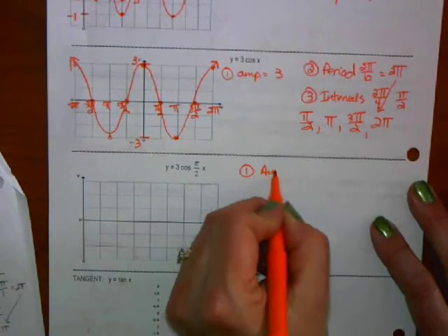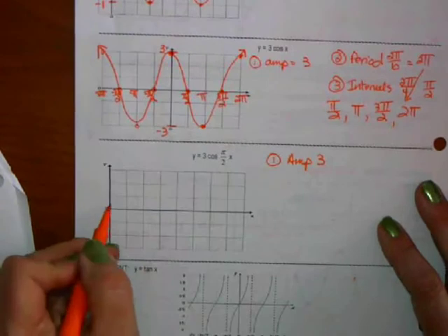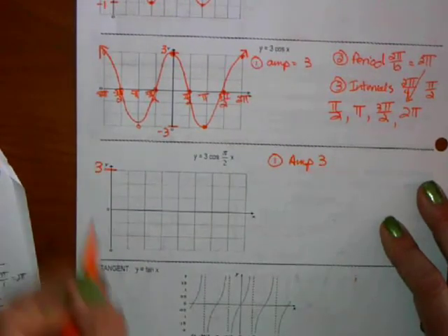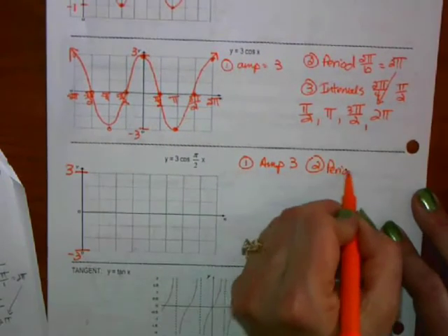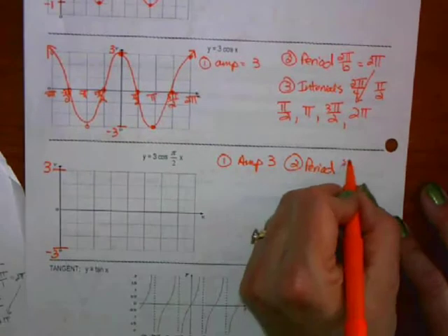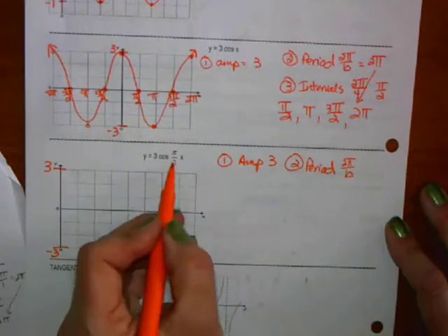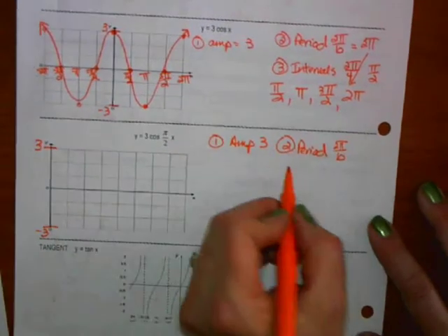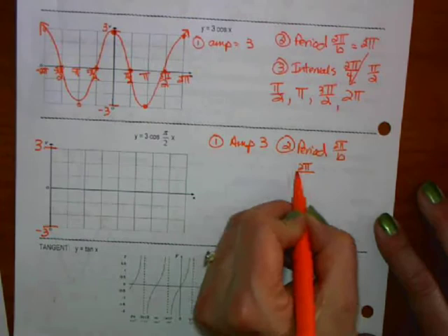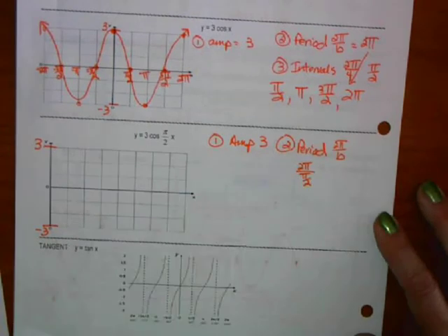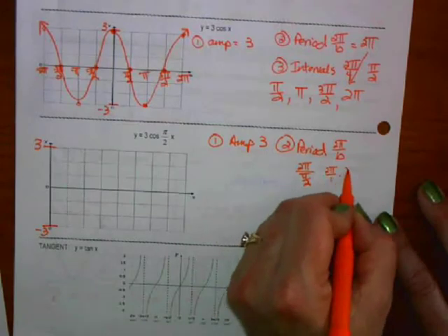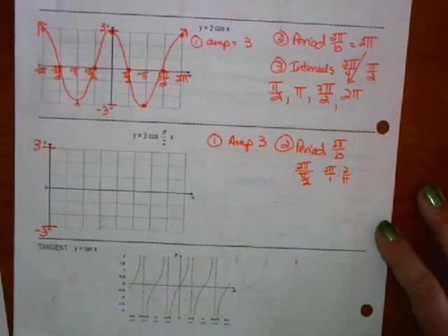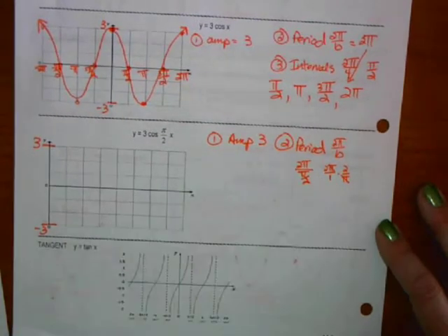Number 1, the amplitude is 3. Okay, so I'm going to go up 1, 2, 3, and negative 3. Number 2, the period is equal to 2 pi over b. Here my b is pi over 2, so I'm going to take it down here, and I'm going to write 2 pi over pi over 2. When you have that fraction in the bottom, you get rid of it, and you multiply by its reciprocal, which is 2 over pi. And now here you can see that these cancel out, and my period will actually equal 4.